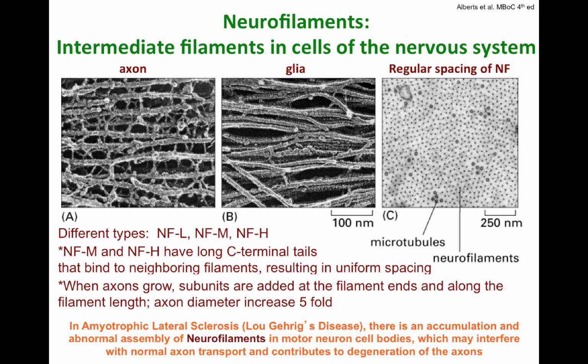The neurofilament M and H have very long C-terminal tails, and those are going to allow them to bind to neighboring filaments. That is going to provide you with really uniform spacing between the filaments. So when the axon is growing, the subunits are added to the filament to make sure that it extends and they reach to the end.